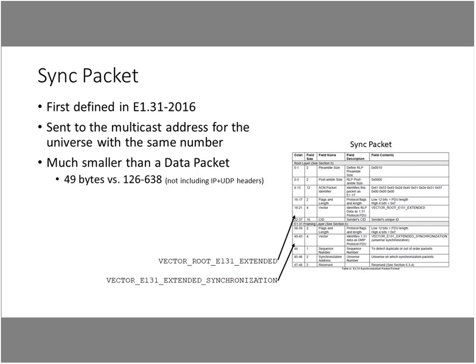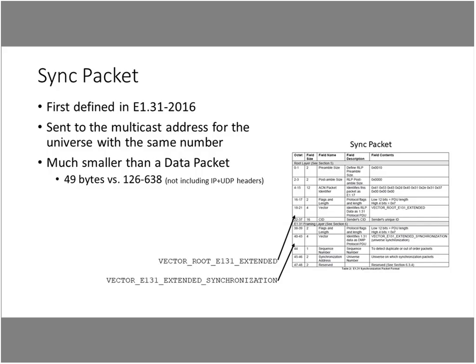Scott, you want to talk about the new sync packet? Sure. As we said, this was added to the 2016 revision. It's sent to the multicast address for the universe with the same number, and then a much smaller data packet as we talked about. The key thing here is when we send the sync packet out, it goes out on a specific multicast address, which equates to a specific universe.